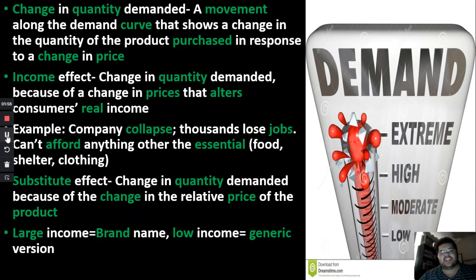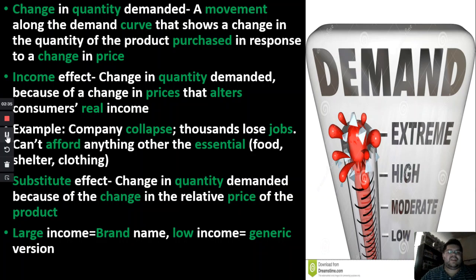So, a change in quantity demanded. What does this mean? It's a movement along the demand curve that shows a change in the quantity of a product purchased in response to a change in price. If you remember the chart from the week before, where I asked you, if a hamburger was costing $100, how many would you want? How much would you want at $50, $20, all the way down to $1? Remember that line we drew? That's what they call the demand curve. Okay, so what could make that curve move?